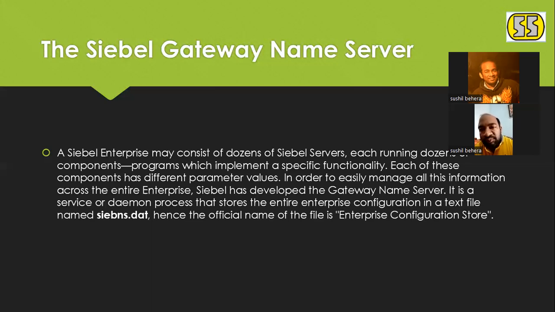So the importance is that the Siebel gateway name server has the component parameter details, so that Siebel is able to use those details from the cbeans.dat file. What we have understood till now is the database, the file system, the Siebel enterprise, and the gateway name server.